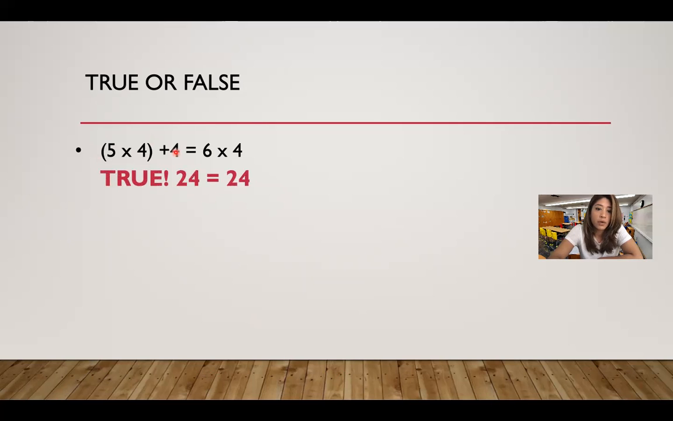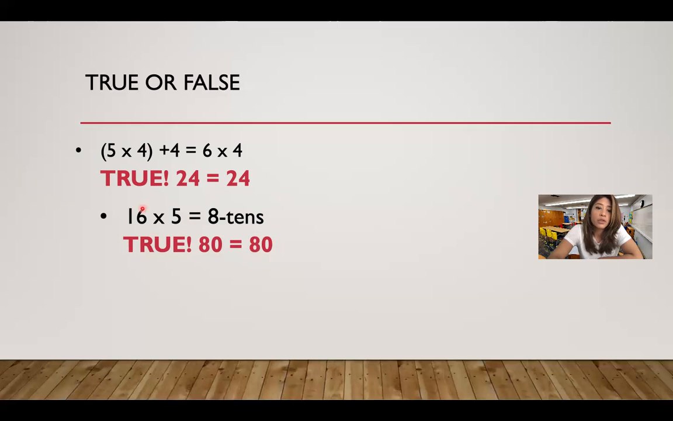This side of our equation equals 24. The other side of our equation equals 24 as well. So that makes that equation true. They are balanced. Next. 16 times 5. Does that equal 8 tenths? 8 tenths. Yes, true. 16 times 5 is 80, okay? And 8 tenths just means 80.